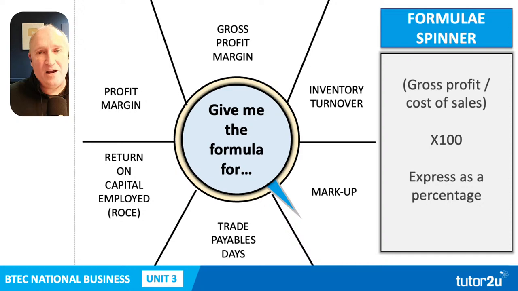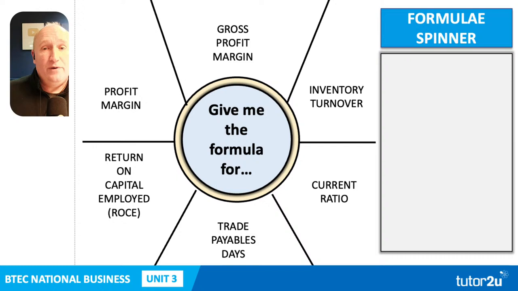Yeah, markup is the gross profit divided by cost of sales. That's how we calculate it. But don't forget, because it's a profitability percentage, we multiply by 100 to express it as a percentage. Now, we're going to have a look at markup in a second. So what does markup get replaced by? Markup has gone and current ratio has appeared. Let's spin the wheel again.